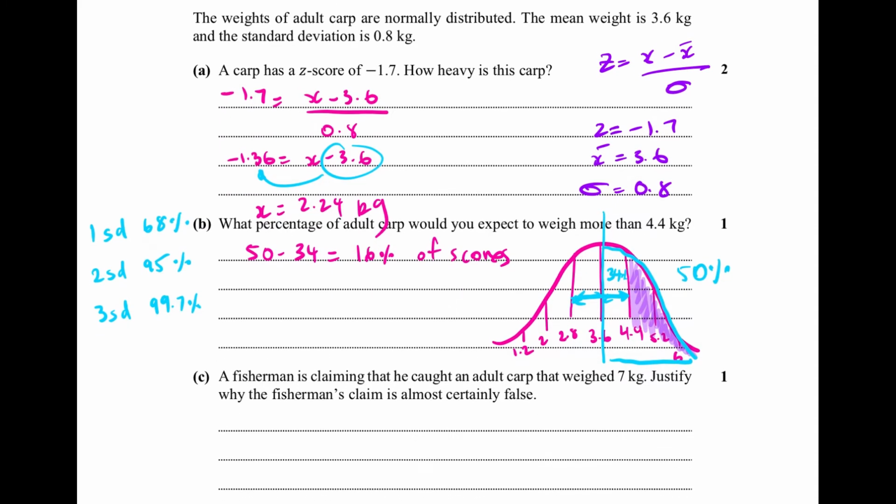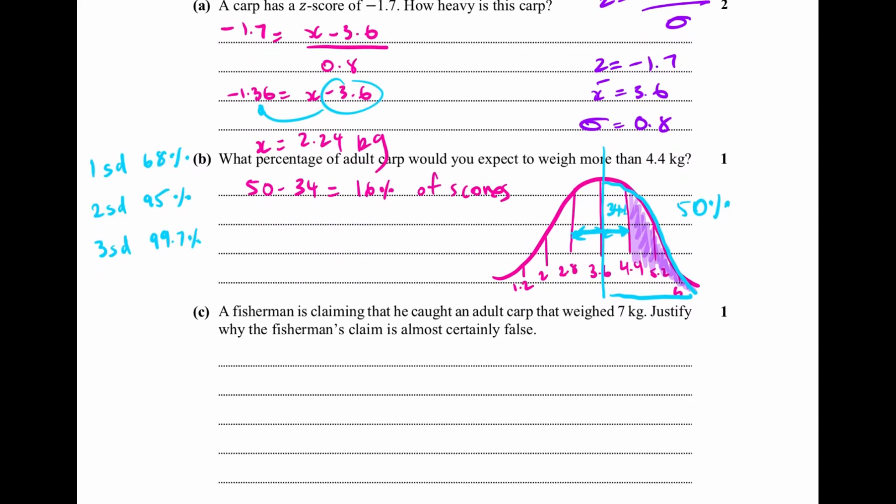Part C, a fisherman is claiming that he caught an adult carp that weighed 7 kilos. Justify why the fisherman's claim is almost certainly false. Okay, well, in my normal distribution table, I've drawn up to 3 standard deviations. Now, 3 standard deviations of data includes 99.7% of all data. Let's find out how many z-score 7 kilos is.